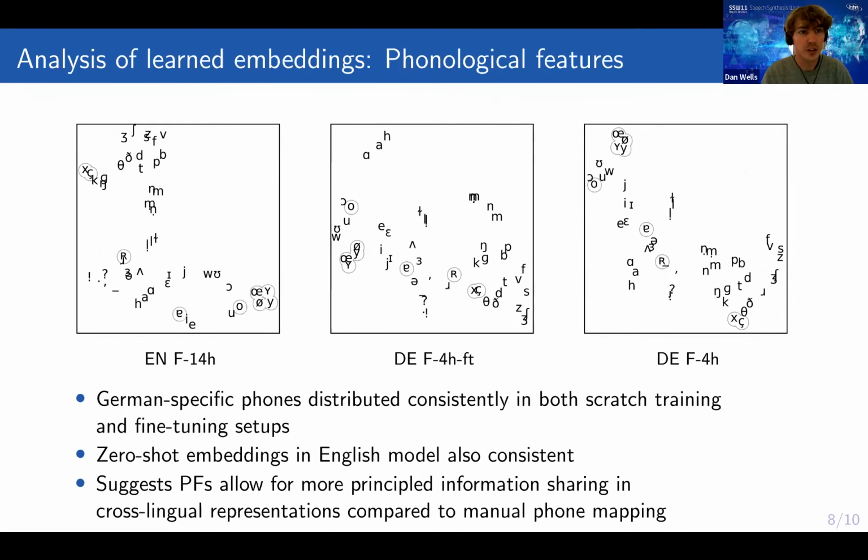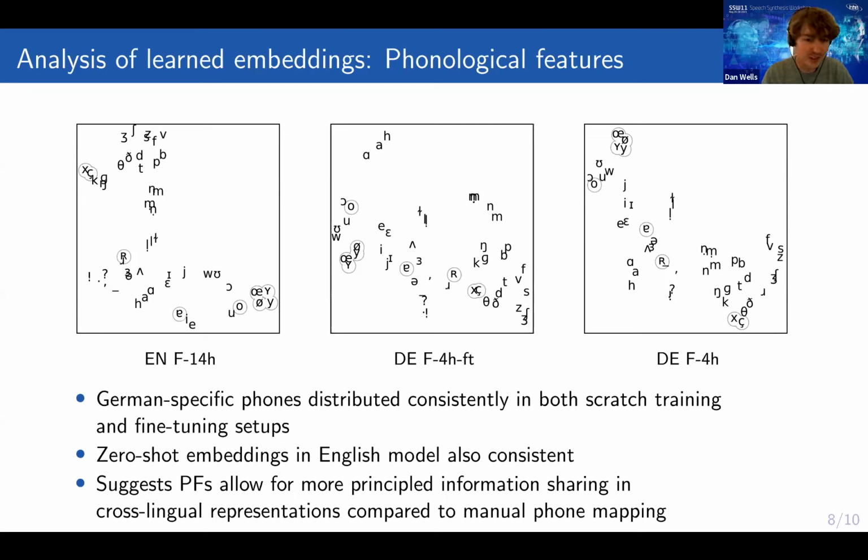Whereas if we move on to the phonological feature vector-based systems, I've got the same array of models. I think the picture here is much more consistent across the different training scenarios. So if we look at these particular phones again in the scratch-trained system, they're close together, they're with the other fricatives. In fine-tuning, similar kind of story.